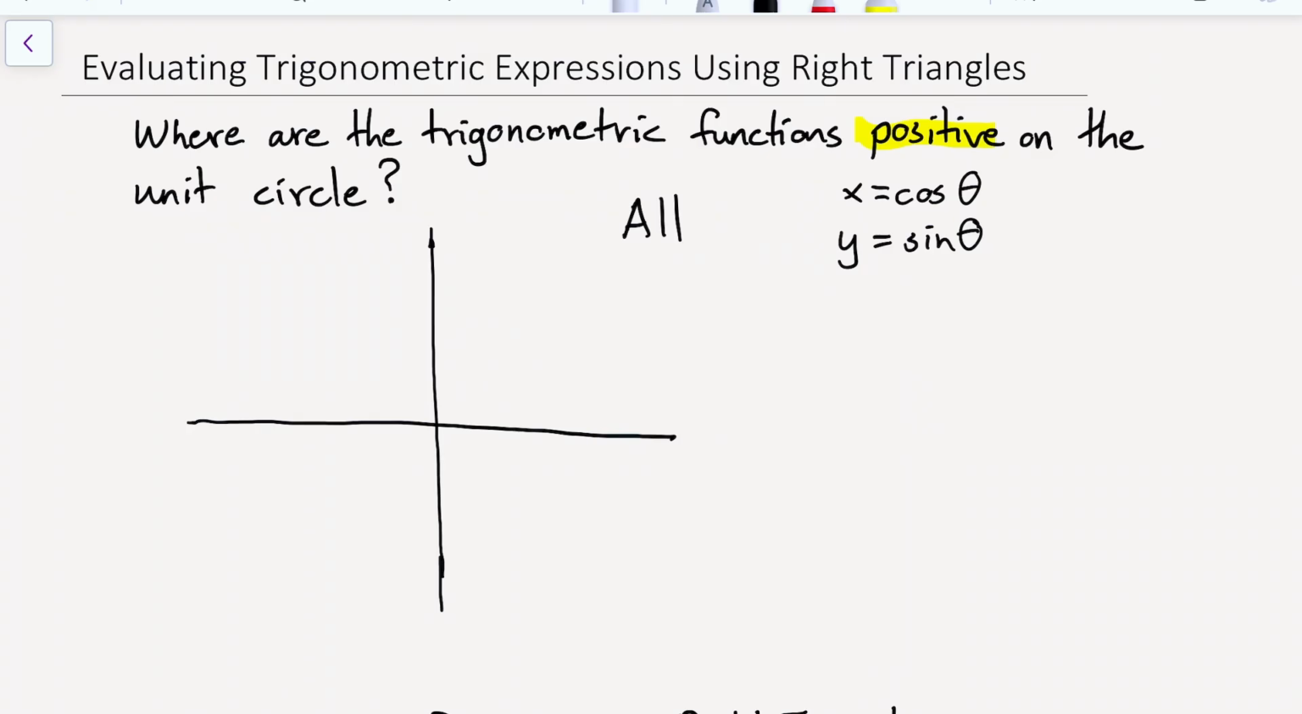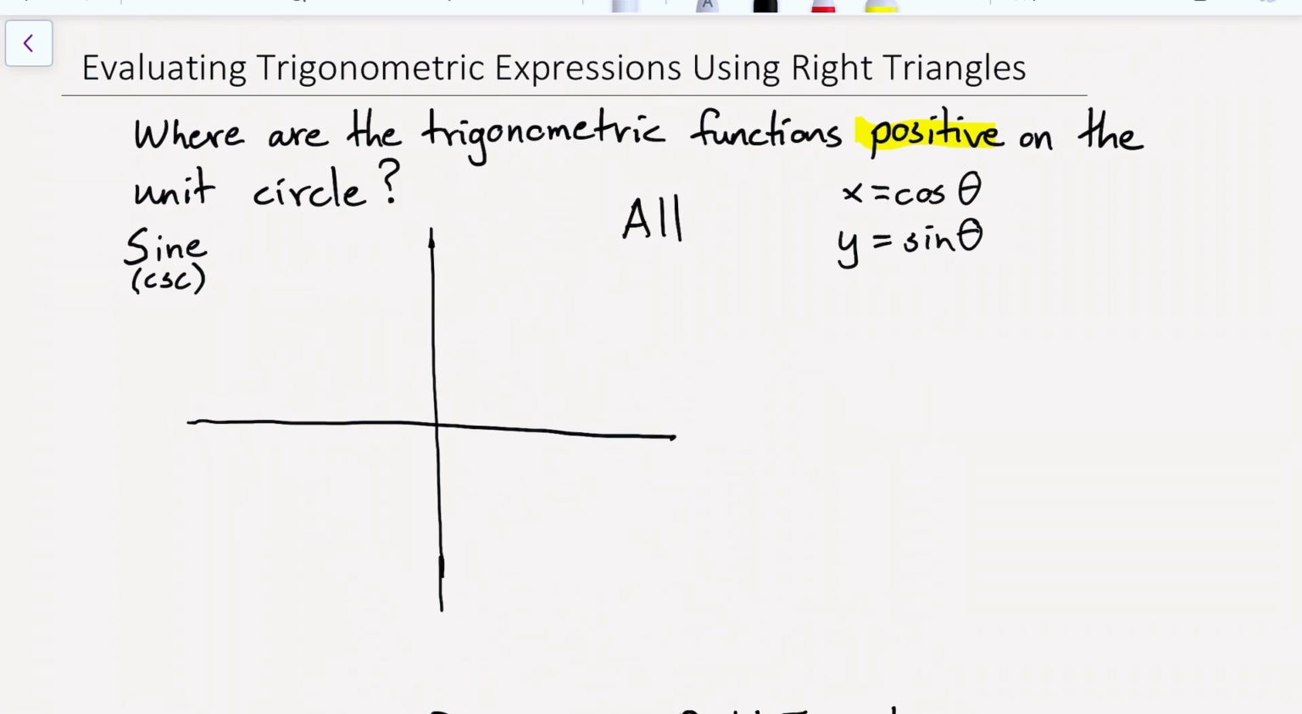In quadrant 1, sine and cosine are both positive, therefore tangent and the reciprocal functions are positive. In quadrant 2, sine is positive, the y value is positive, but the x value is not, and therefore tangent is not positive. Because sine is positive, cosecant, the reciprocal function of sine, will also be positive.